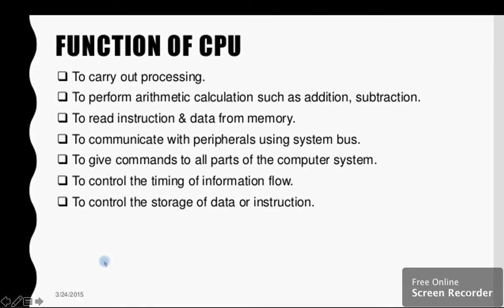Now, functions of the CPU. First is to carry out the processing, to perform arithmetic calculations such as addition and subtraction, to read the instructions and data from the memory, to communicate with the peripherals using the system bus, to give commands to all parts of the computer system, to control the timing of the flow of information, to control the storage of data or instructions.